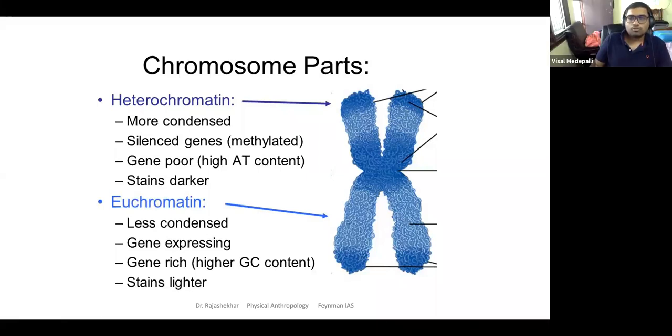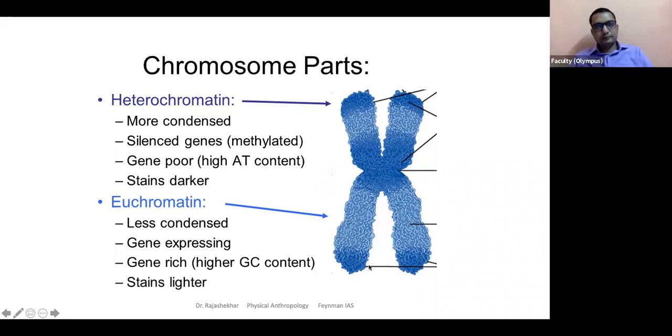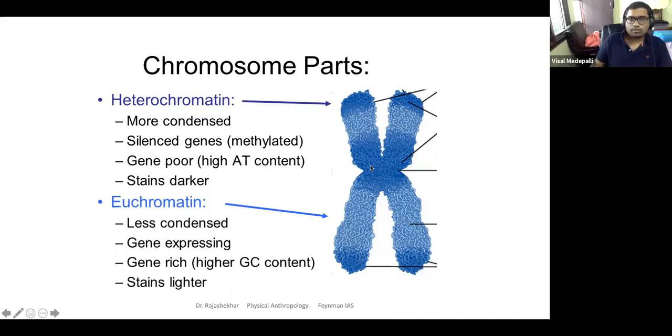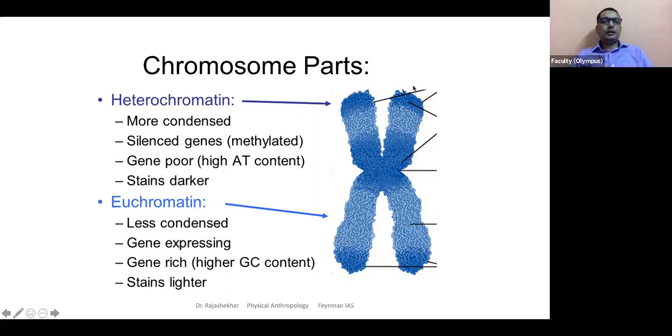Telomeres are mostly tightly coiled. Right, very good. And what else? And around the centromere. Near the centromere and telomeric regions usually contain heterochromatin regions. They are more compacted, they are more condensed. So yes, you are absolutely right.